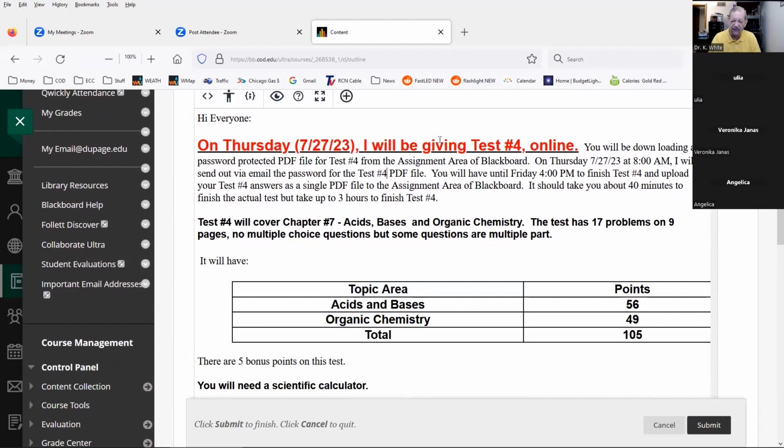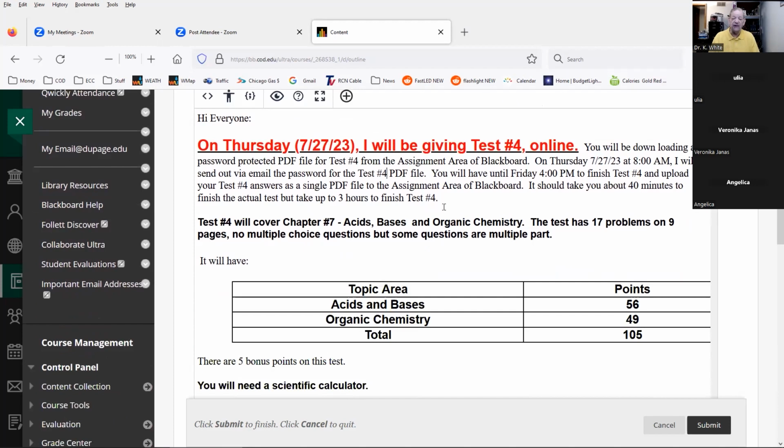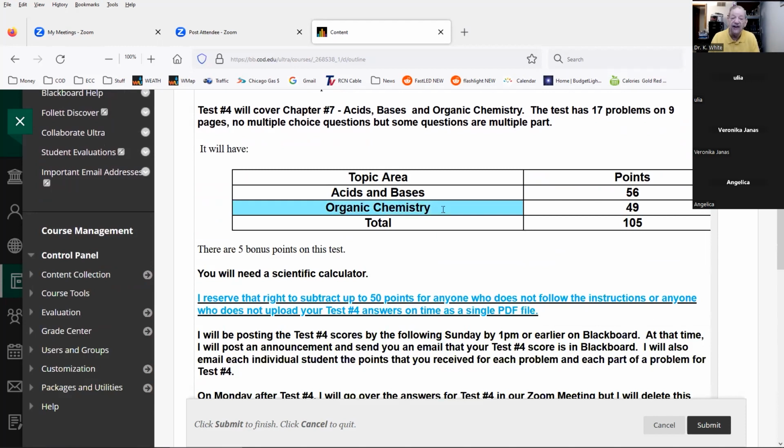acids and bases from chapter 7 and the chapters on organic chemistry. It has 17 problems, 9 pages, no multiple choice, but some of the questions are multiple parts A, B, C, and so on. I have 56 points on acids and bases, chapter 7, and 49 points on organic chemistry. And that adds up to 105. So there's 5 bonus points. You'll need a scientific calculator, and I reserve the right to subtract up to 50 points for anyone who does not follow instructions or doesn't upload your test number 4 answers on time.